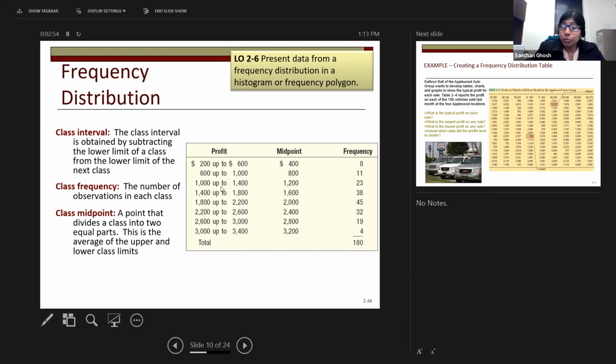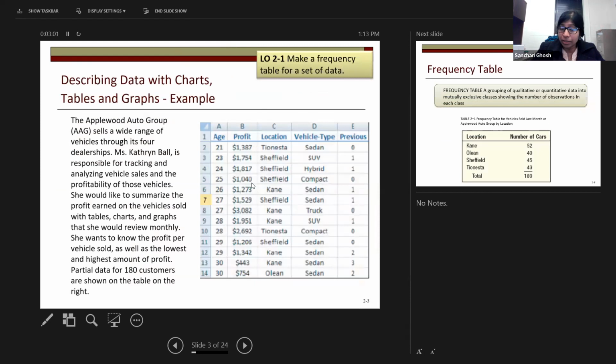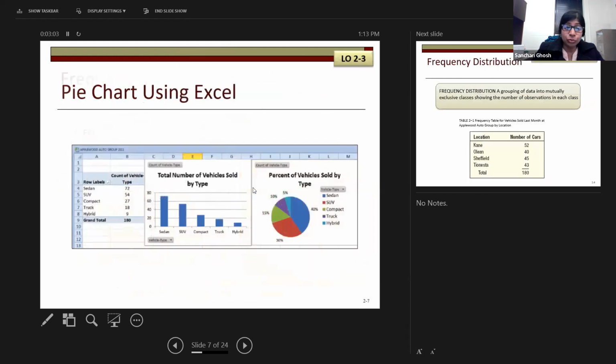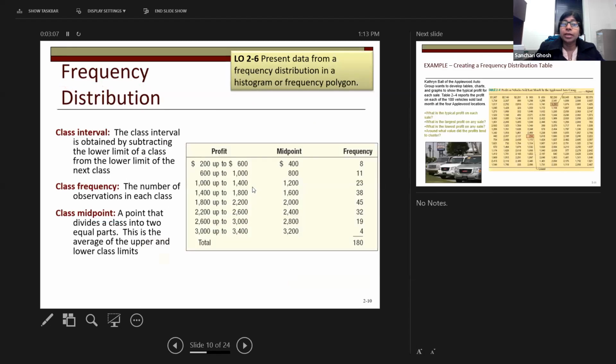Class interval: you put up an interval on the basis of the profit numbers that was given to you right at the start here. And we are going to know how to do these. There are certain rules we would follow. Class intervals: there you have a lower limit and upper limit for the class interval.